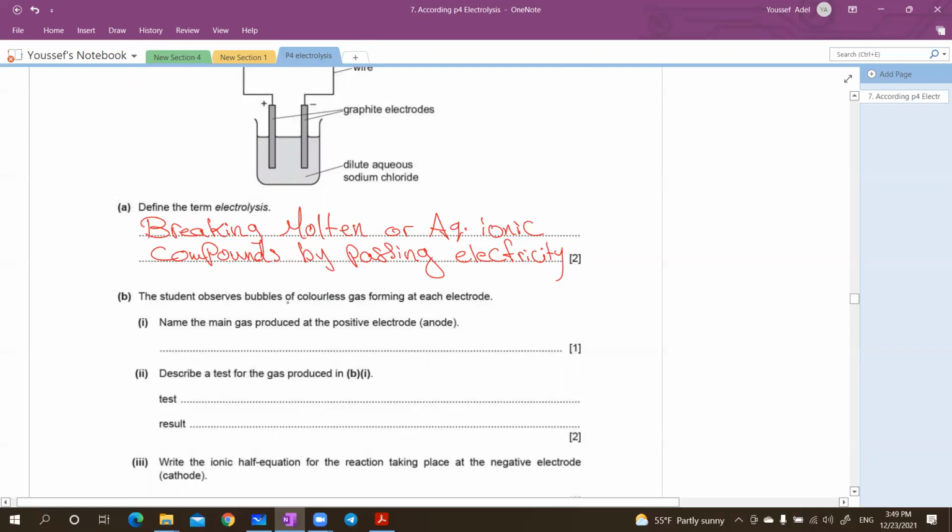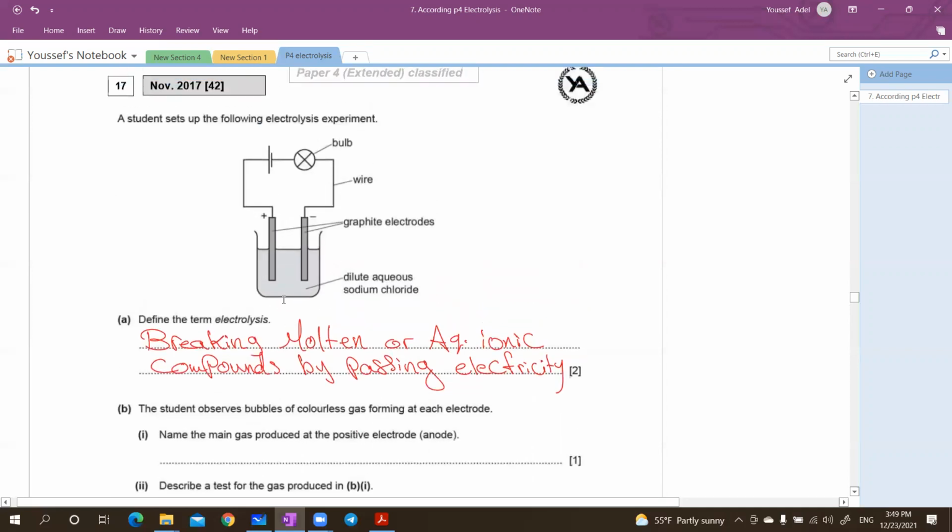The student observes bubbles of colorless gas forming at each electrode. Actually, this is the electrolysis of dilute sodium chloride. We have 4 ions because there is water. The sodium and hydrogen will be attracted to the negative, but hydrogen will be discharged because it is less reactive. Sodium will not be discharged. Chloride and hydroxide will be attracted to the positive, but the one that will be discharged is the hydroxide because it is dilute, not enough halogen ions. So the hydroxide will be discharged at the positive, forming oxygen gas. So the gas produced at the positive is oxygen.